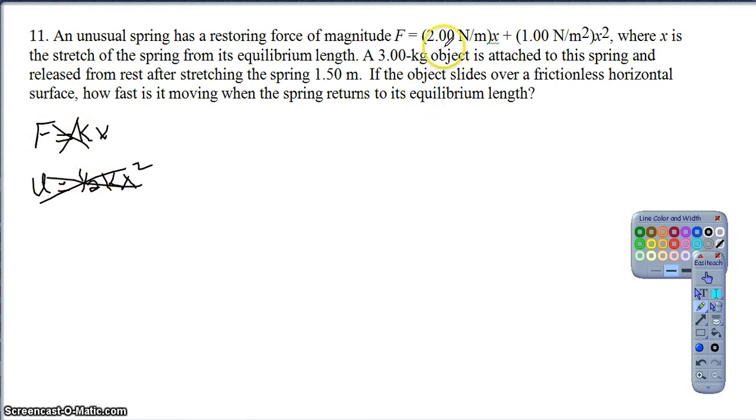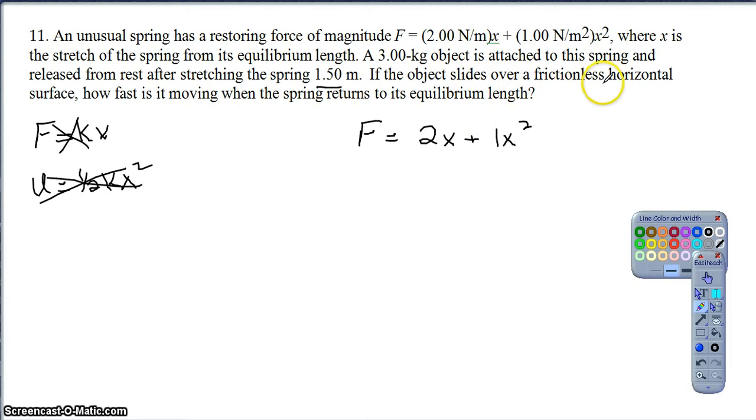So instead I have to use this function that they give me. They give me the force equals, I'm going to drop the units just to make it a little bit clearer, 2x plus 1x squared, or just obviously x squared, right? Where x is the distance it's been stretched from its equilibrium length. They give me the mass. They tell me it was originally released from 1.5.